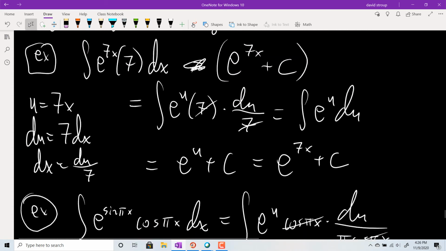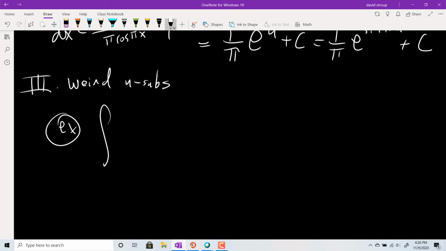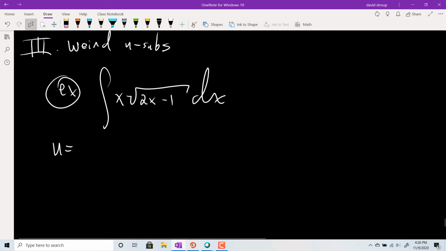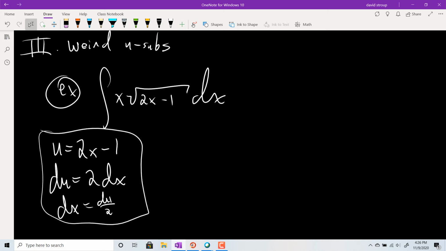I'll just call this section 3, the non-traditional, I guess we could call it. So for example, the integral of x times the square root of 2x minus 1 dx. If you try your u sub, you're probably going to try 2x minus 1, right? And then your du would be 2 dx, and you get dx is du over 2. And then you do your substitutions, and you're in trouble.